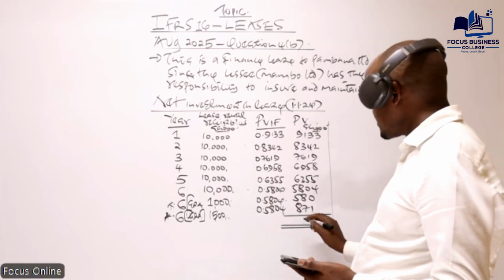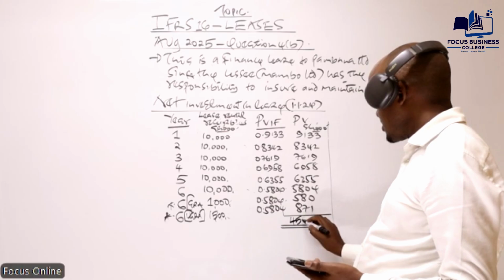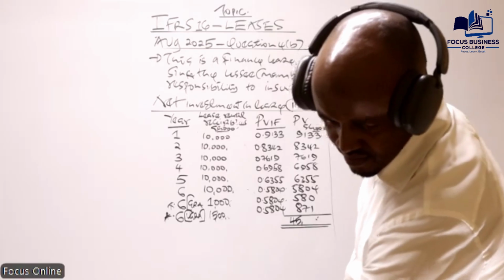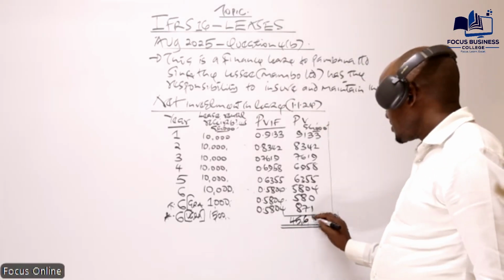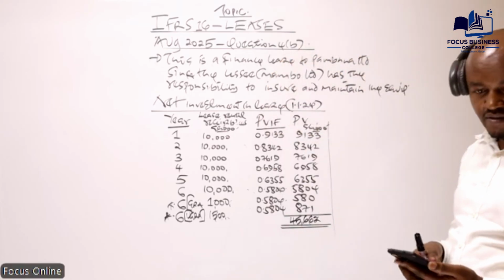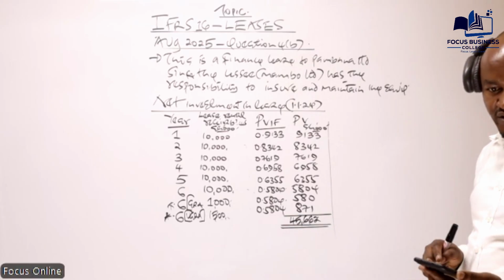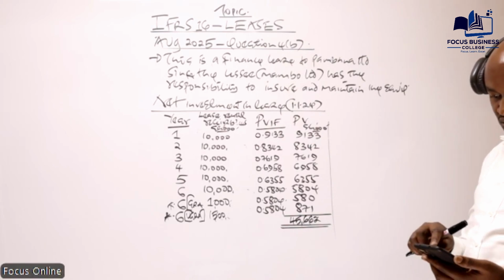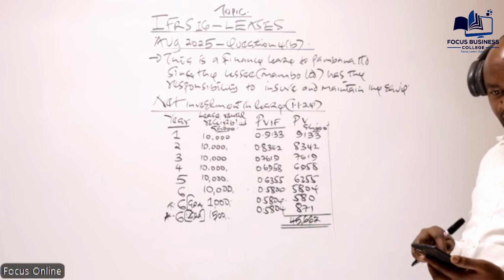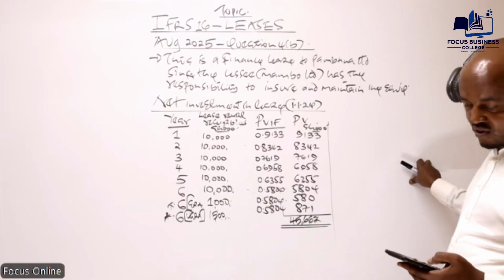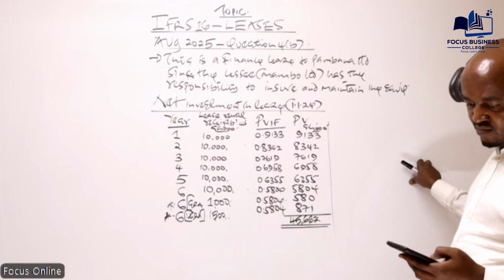So what are you getting here? I'm getting 45,662. Confirm what you're getting. 45,662. Is that what you're getting? I hope that is what you're getting. Please confirm whether that is what you're getting. If you're getting that, we now proceed.